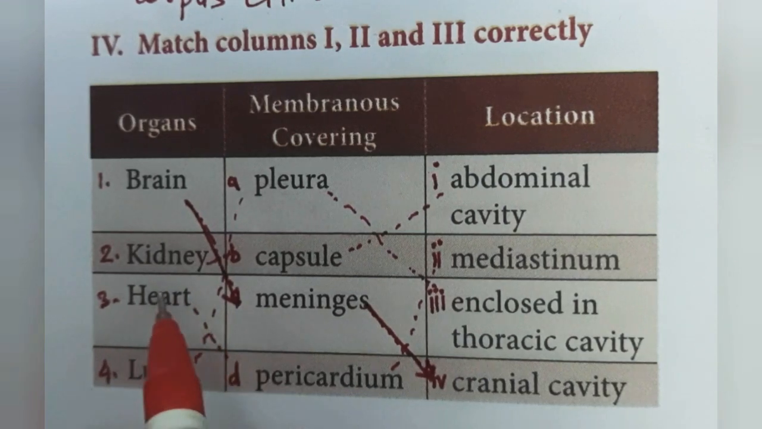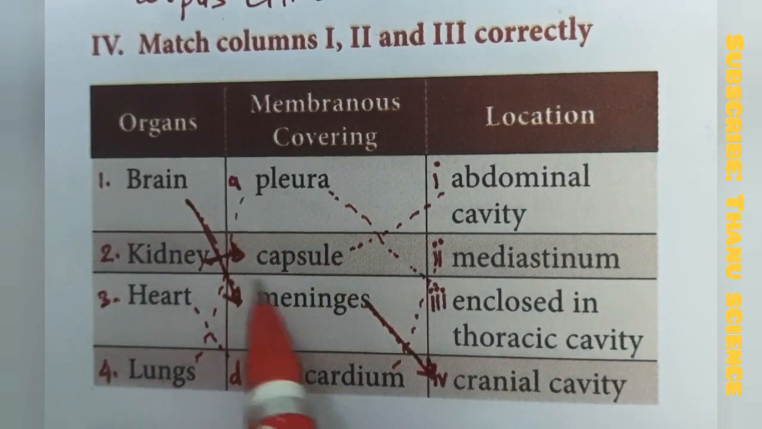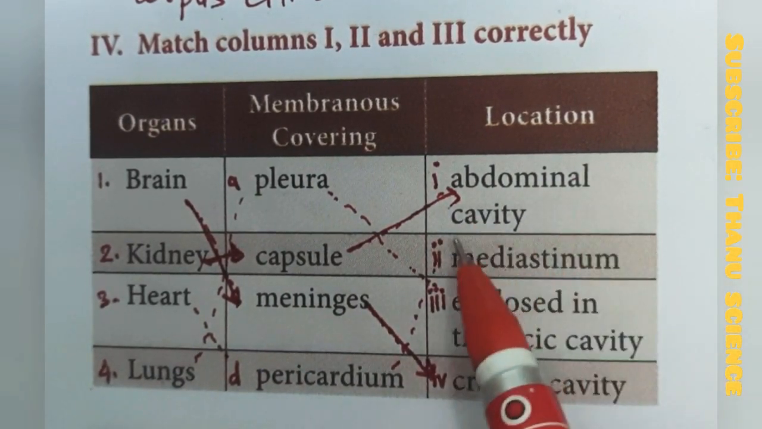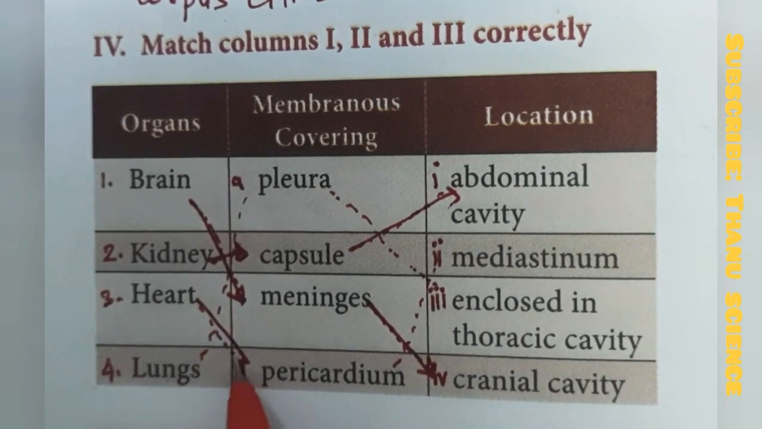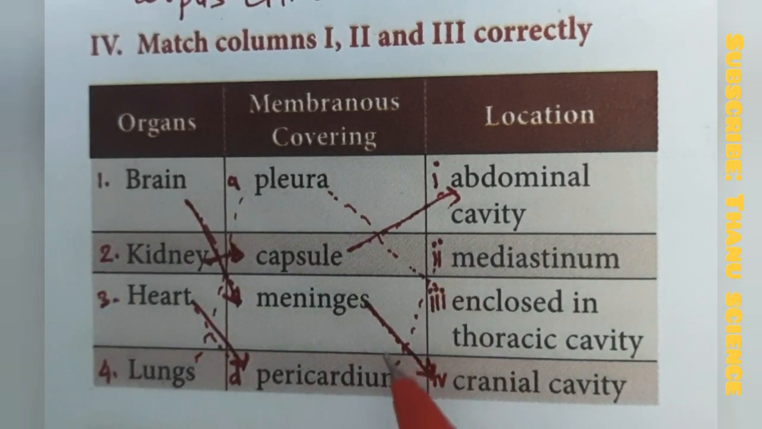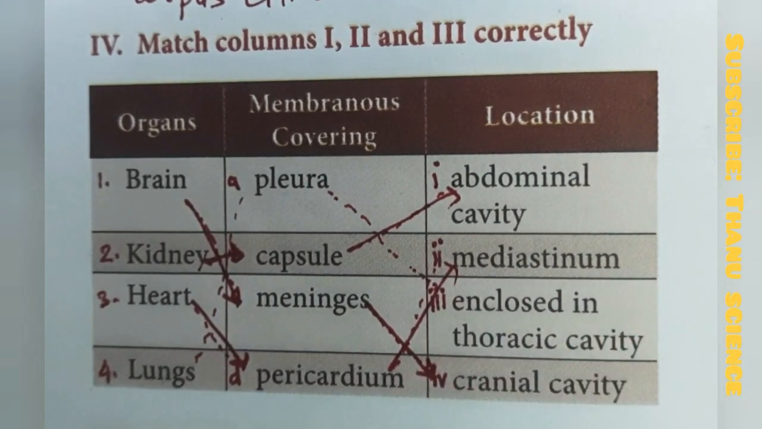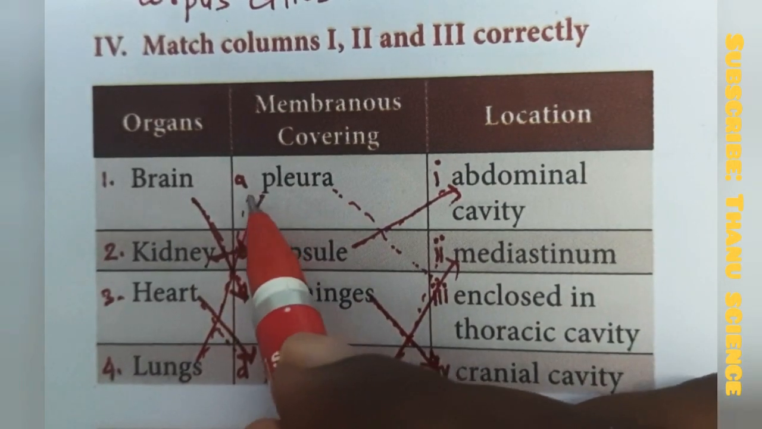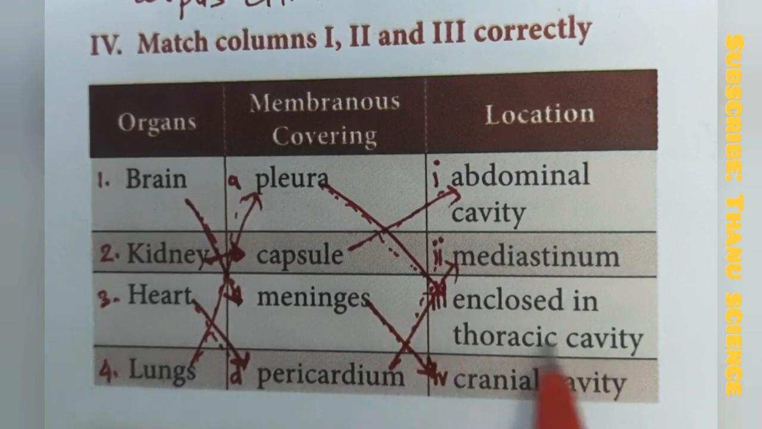Kidney membranous covering is capsule, located in the abdominal cavity. Heart membranous covering is pericardium, which is located in the mediastinum. Lungs membranous covering is pleura, which is enclosed in the thoracic cavity.